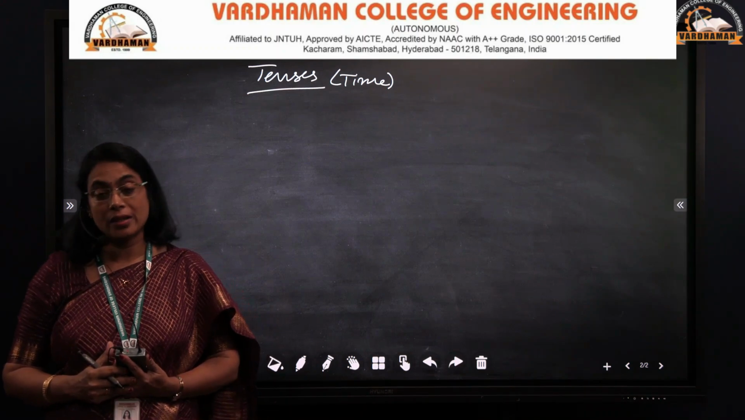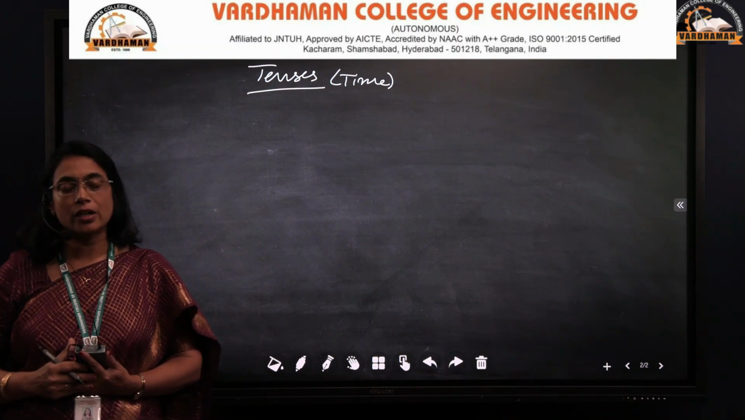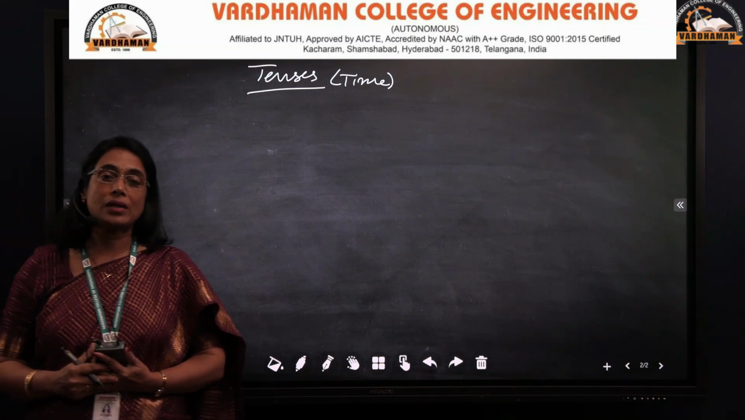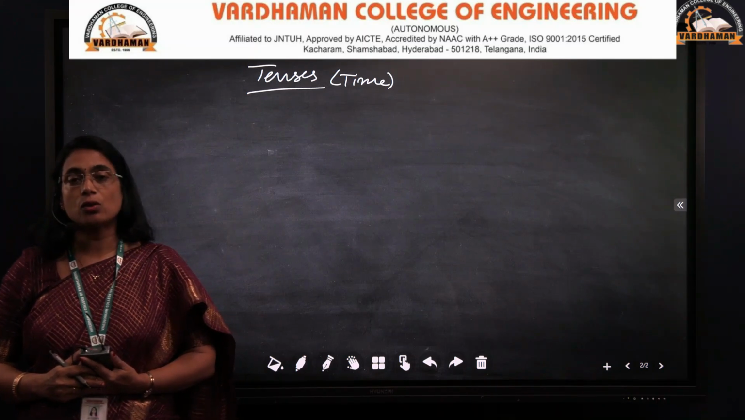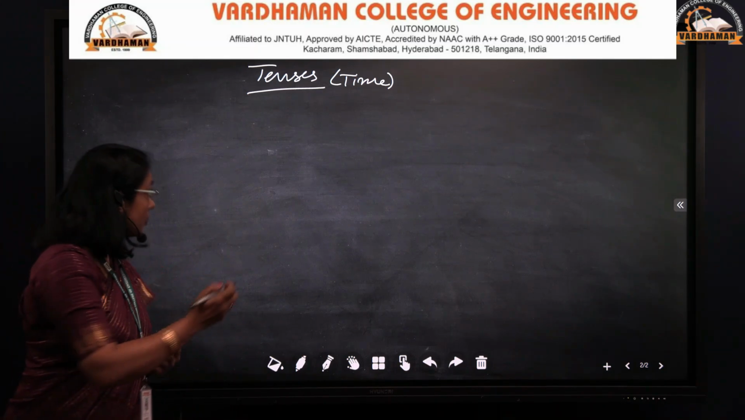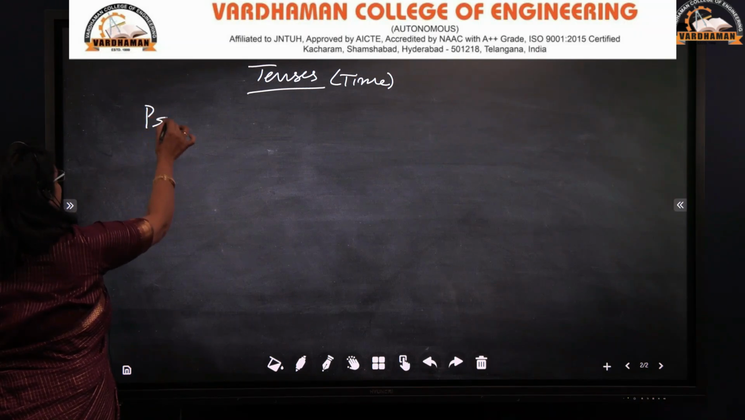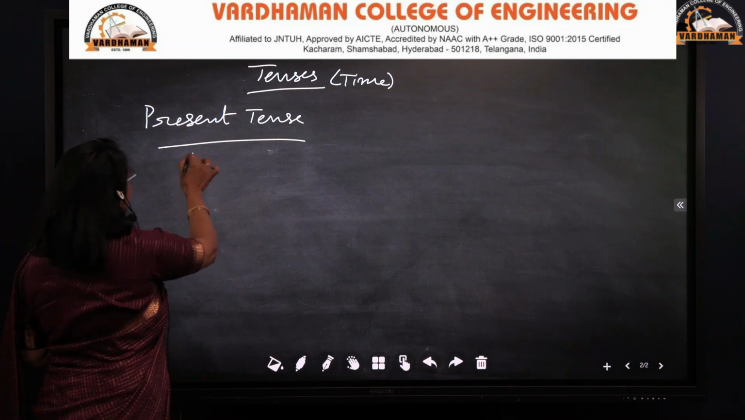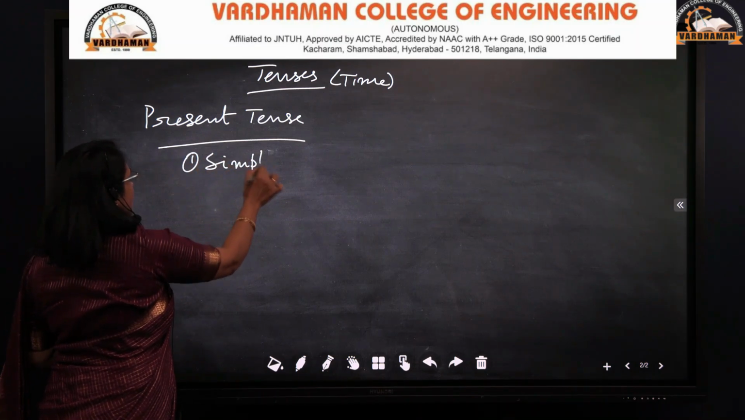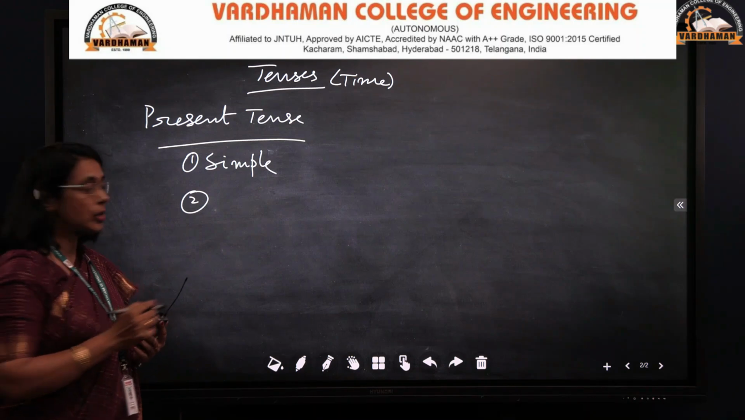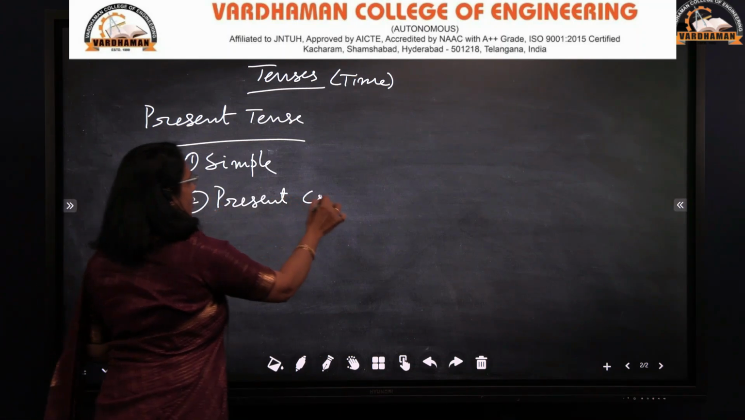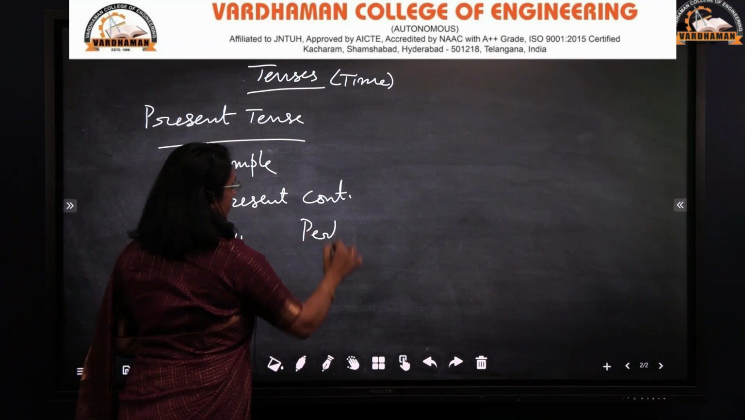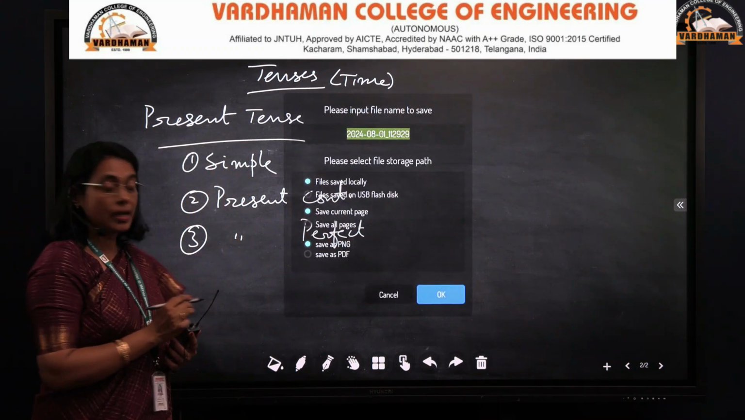The first one under present tense is simple present tense, present continuous, present perfect and present perfect continuous. In the same manner, for past tense also we have 4 tenses, and for future tense also we have 4 tenses. Let me write the first one, that is present tense. Under this we have 4. The first one is simple present tense. The second one is present continuous. Then we have present perfect. Then we have present perfect continuous tense.